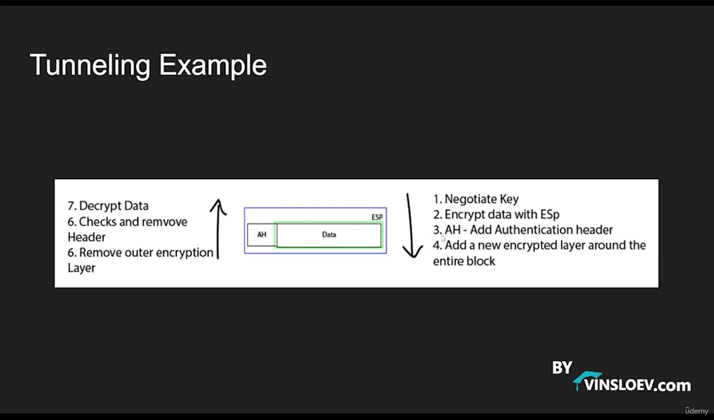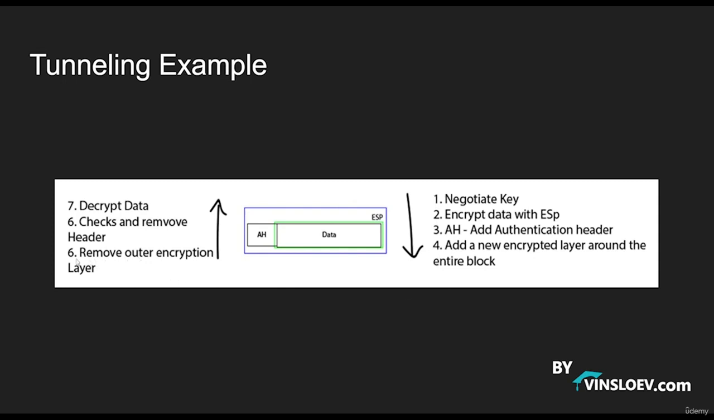And at step 4, we will add a new encrypted layer around this entire package, so around the header and around the data, because then the header is encrypted as well, and then there will be a minor header to this encrypted package with the receiver's information, because we need to detail where this is to be sent to. So this is when we are encrypting our data in one end, and then the receiver is getting the package.